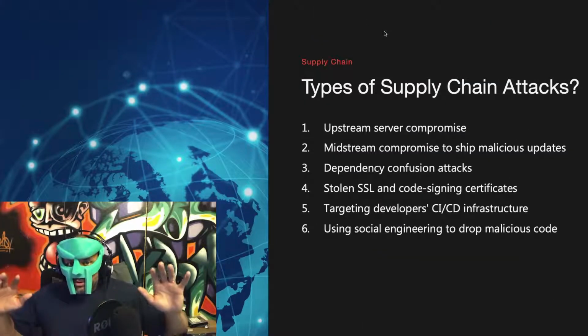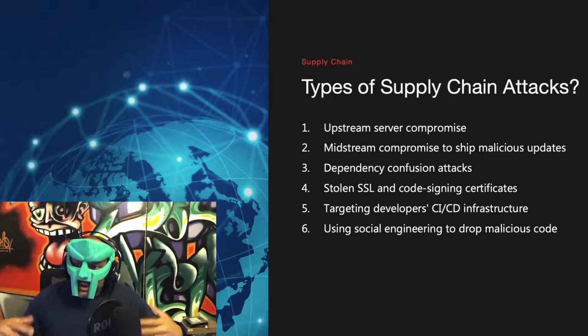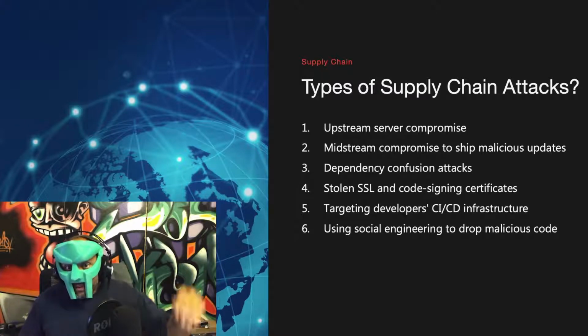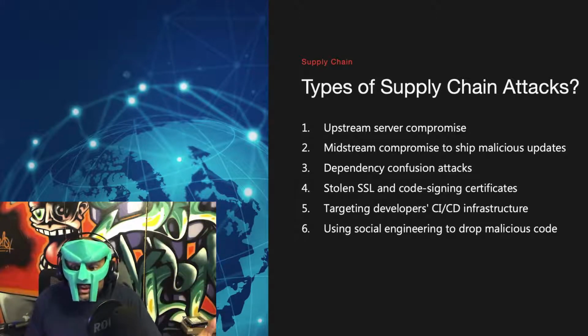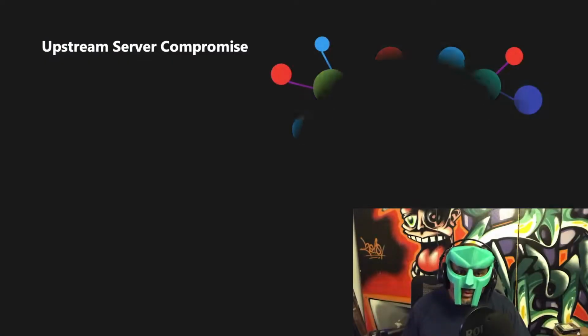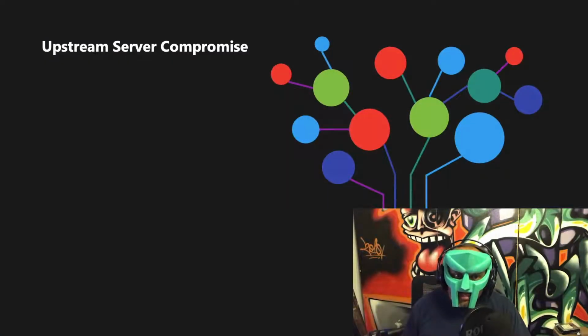So as I mentioned, there are generally 6 types of supply chain attacks that are discussed. There is an upstream server compromise, there is a midstream compromise to ship malicious updates, there's a dependency confusion attack, there are stolen SSL and code signing certificate attacks, there's targeting developers, CI and CD infrastructure attacks, and there's using social engineering to drop malicious code.